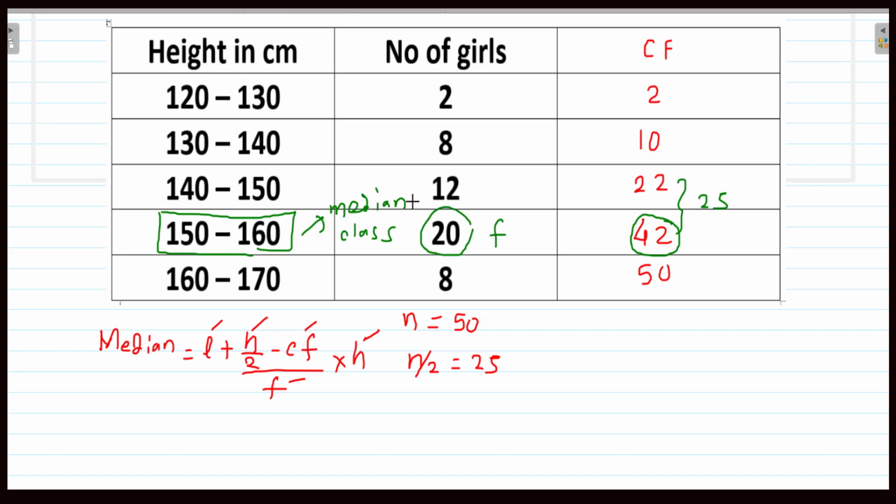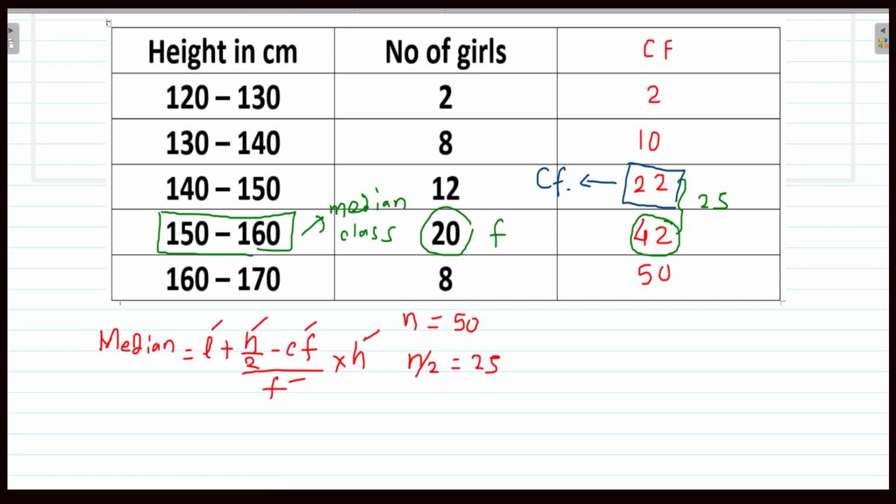Now you have got F, you have got the median class, and now you require the cumulative frequency. What is the cumulative frequency? We take the cumulative frequency which is previous to that of the median class. This frequency is taken as CF. And so friends, here you have got the median class, you have got F, you have got CF, and now you can find the median of the given data.